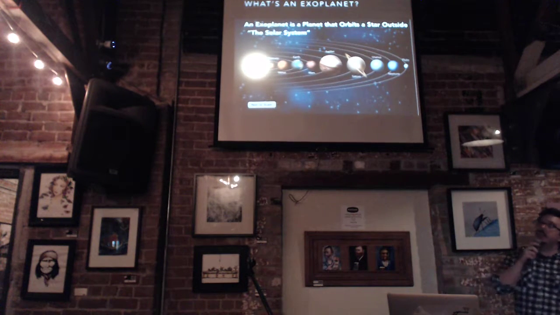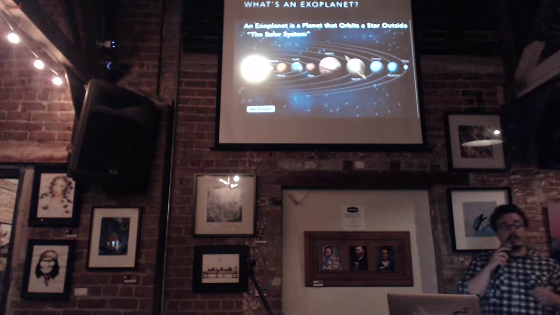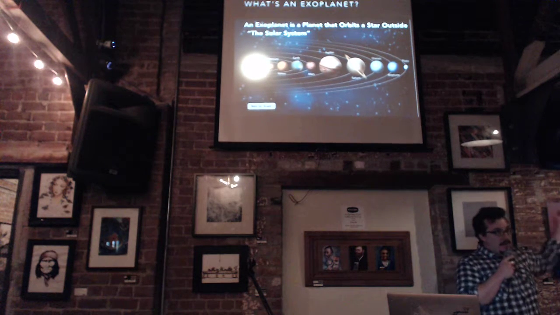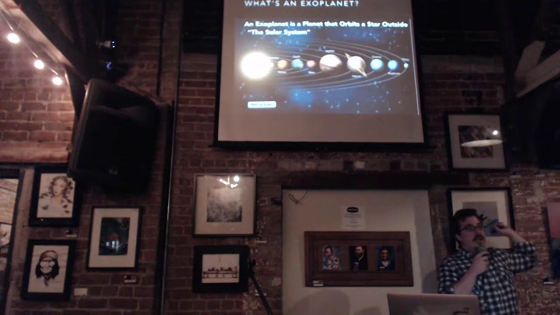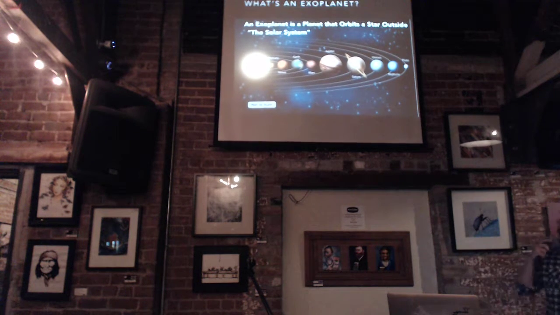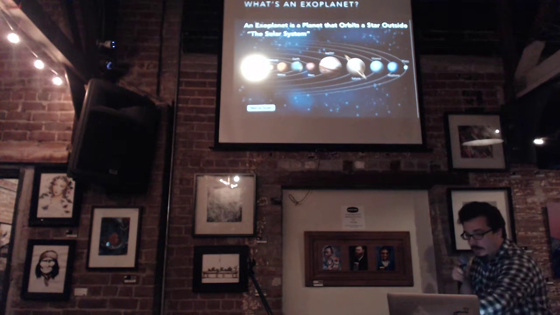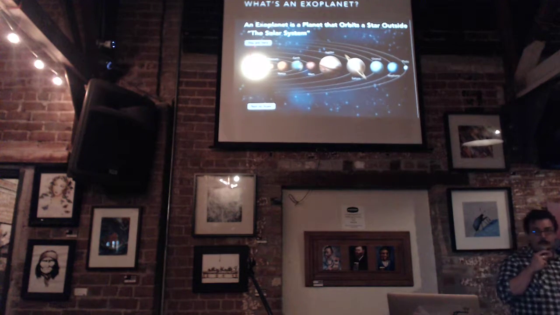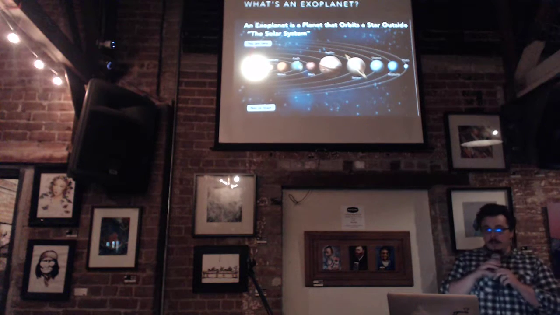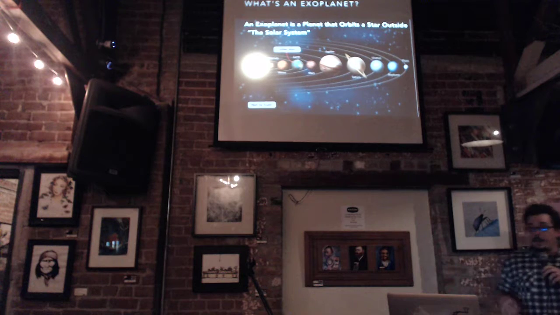The first question has to be, what's an exoplanet? So an exoplanet is a planet that orbits a star outside of our solar system. And okay, what's a solar system? Our solar system is composed of our sun. And sometimes in Arizona, it feels like you're on the sun. But it also has these 8 and sometimes 9, depending on which kindergarten you went to, planets.